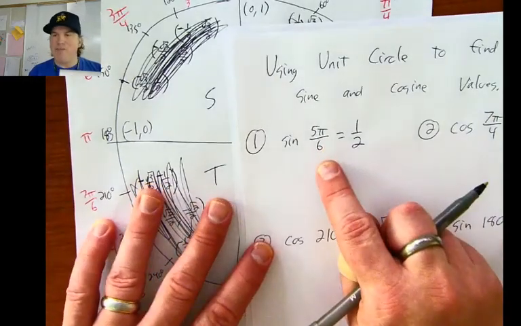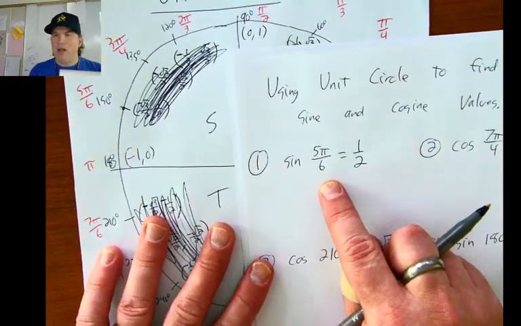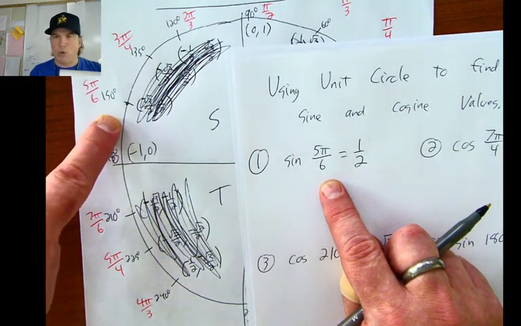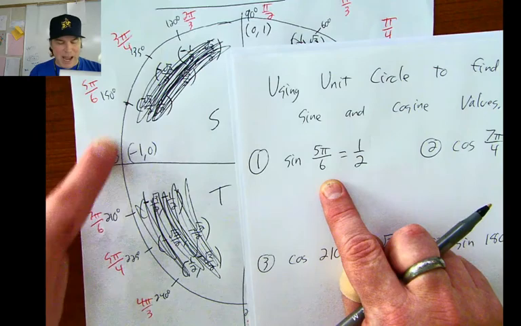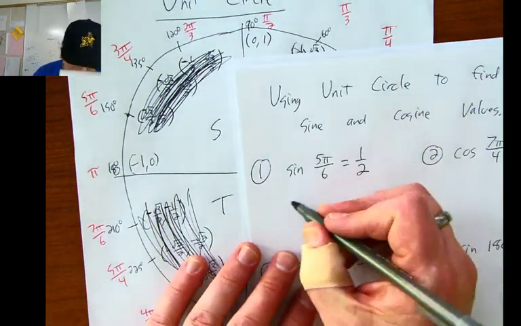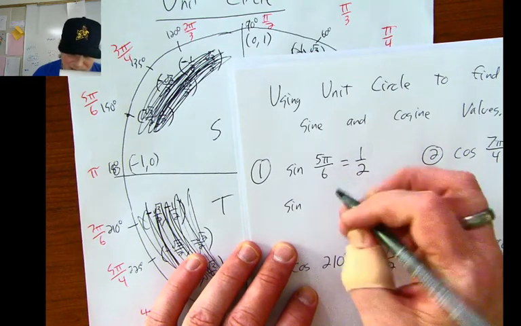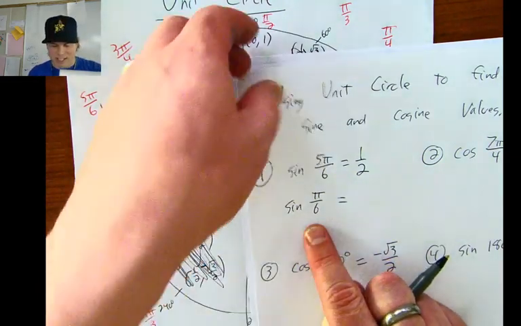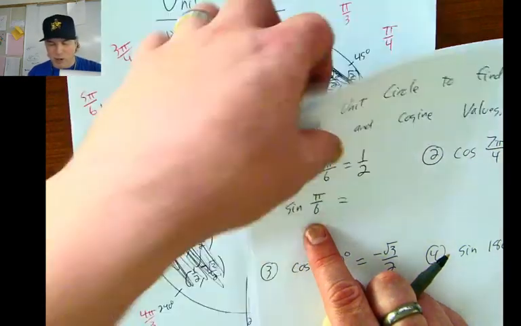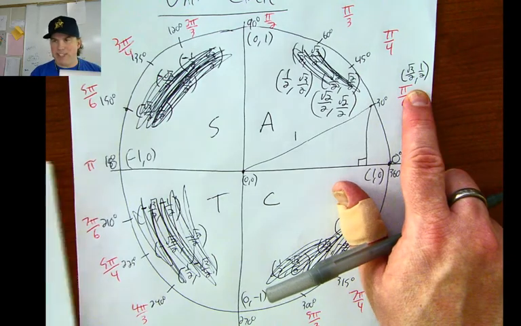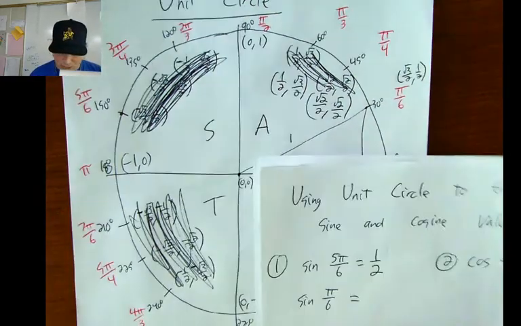Sine of 5 pi over 6. You think, at 5 pi over 6, what is the reference angle? At 5 pi over 6, the reference angle is pi over 6, which means sine of 5 pi over 6 is equal to sine of pi over 6. So then we only need to go to the first quadrant, see the reference angle answer, and it's positive 1/2.